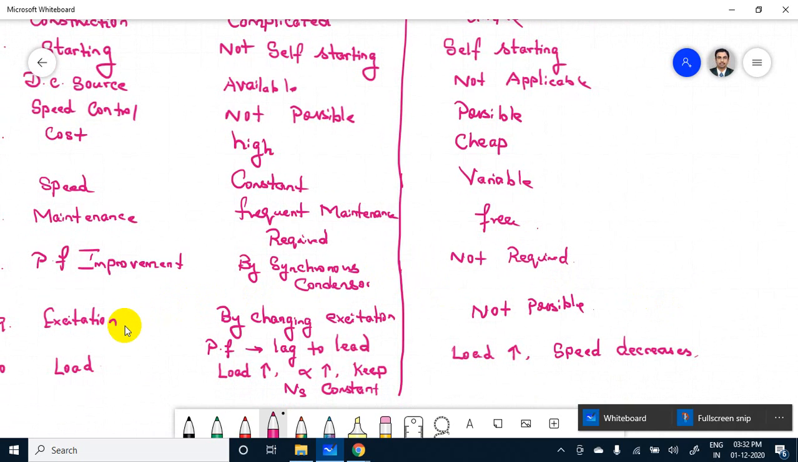And ninth point, while giving excitation to the field winding, which is connected on the rotor side, we can change the power factor of the motor from lagging to leading. But an induction motor can always operate only at lagging power factor. And the load: when the load increases in the synchronous motor, what happens to my alpha? It increases, so therefore the synchronous speed will be constant. Here in the induction motor, when the load increases, the speed will decrease. Okay, any doubts?